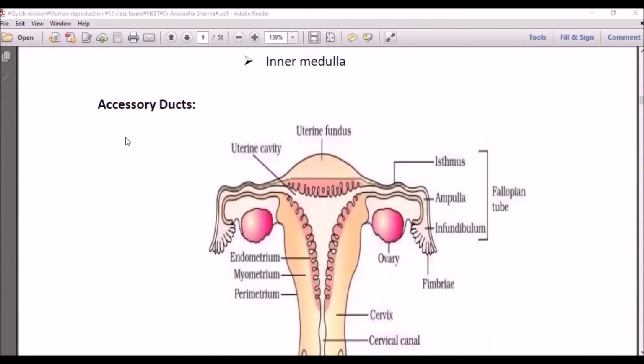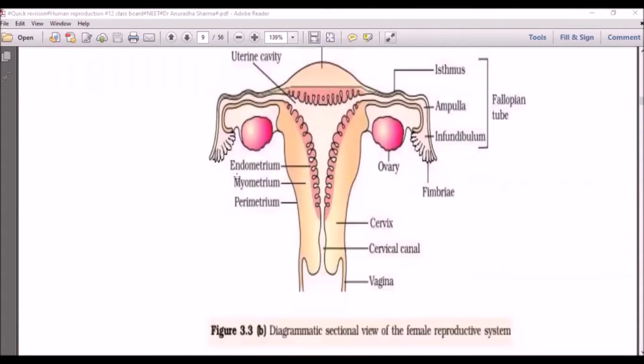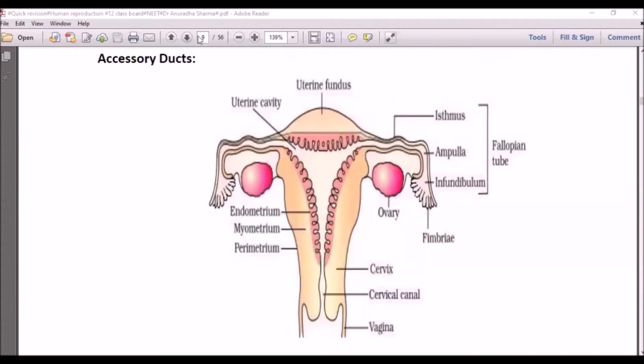Now we will study the accessory ducts of the female reproductive system. This is the diagrammatic section of the female reproductive system. Here you can see the uterine cavity, the uterus, and part of the fallopian tube. The fallopian tube is divided into three parts: isthmus, ampulla and infundibulum. This fallopian tube is also known as oviduct.